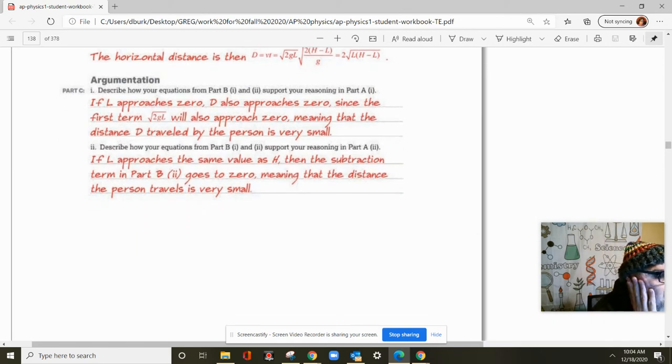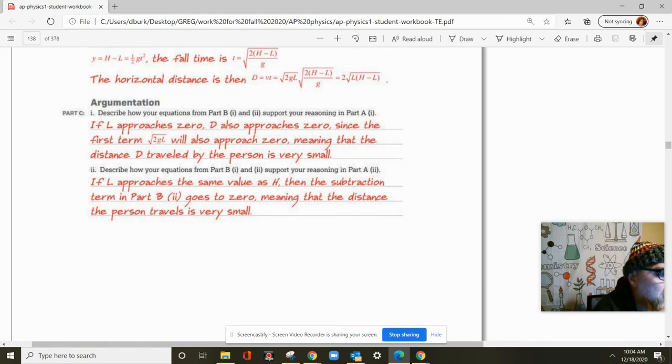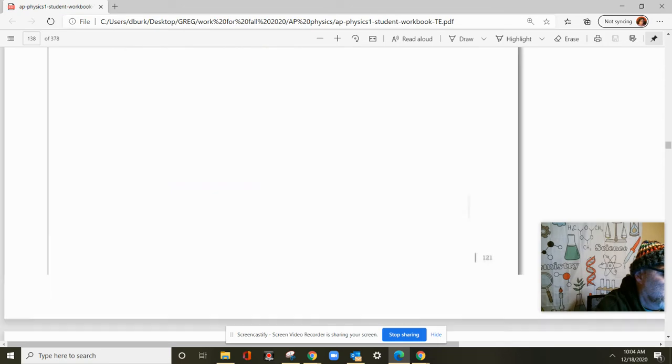If L approaches 0, D also approaches 0, because the square root of 0 is 0. If L approaches H, then H minus L is 0. Square root of 0 is 0. There we go. Nice.